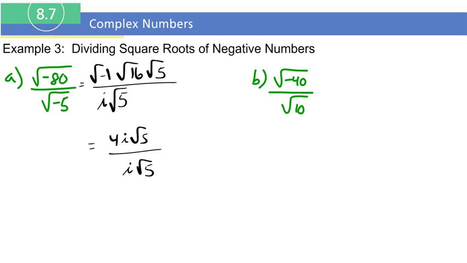And what do you notice right here? The 5s and the i's. So the square root of 5's cancel and the i's cancel. So all we have left is just 4. And that will be it.